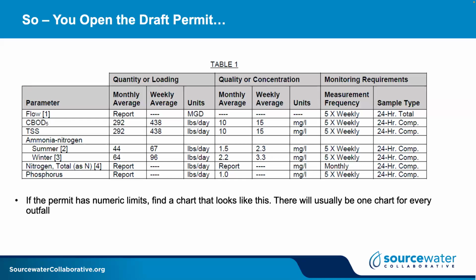This is an example of a pretty typical small POTW permit with the basic limits that you might see. Where it says report, that means there isn't a limit, but they have to monitor. You'll notice that in this permit, they're limiting the quantity of some pollutants like TSS, that's suspended solids, as well as the concentration. Some states will only have concentration-based limits, but they'll limit the flow of the facility, which works out to the same thing.